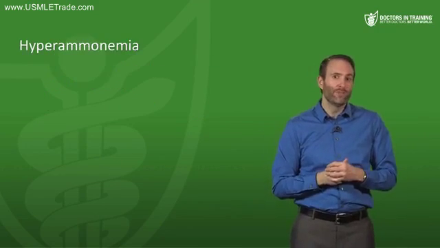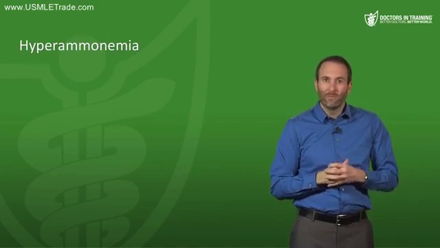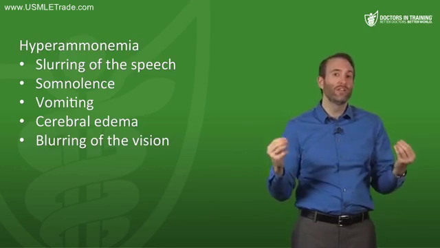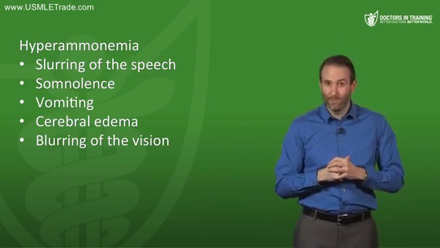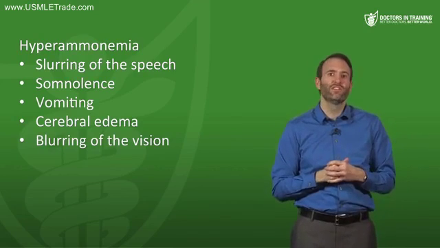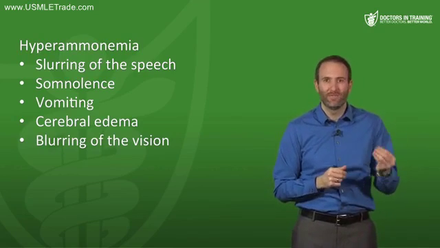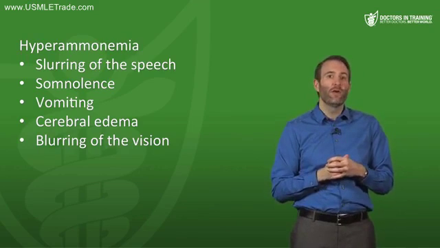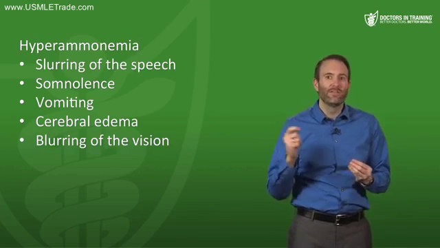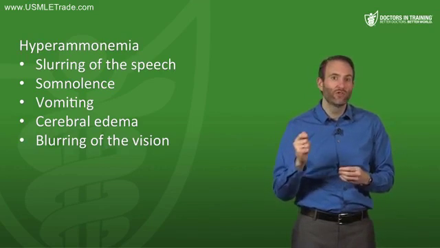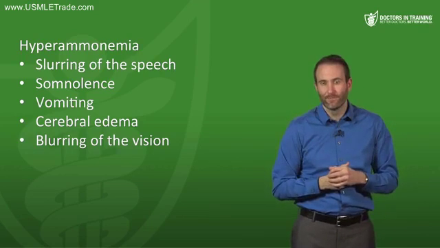So what are the symptoms of hyperammonemia, that elevated ammonia? Patients will have slurring of speech, they'll have somnolence, vomiting, cerebral edema, and even a blurring of the vision as well. Now, we refer to this constellation of symptoms as hepatic encephalopathy. So again, you can see this with liver disease or if you have a specific urea cycle enzyme deficiency. And again, the most common urea cycle enzyme deficiency is the ornithine transcarbamylase deficiency.